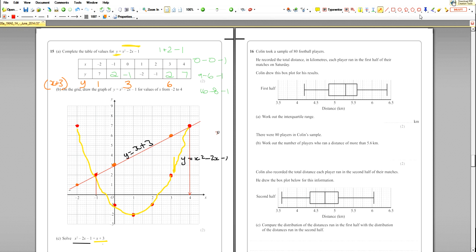Let's go back to our pen. So what are the values at the intersections? What is the solution to this question? x equals minus 1, x equals 4. Put your hands up quietly, please, if you managed to get x equals minus 1 and x equals 4 for the solutions to that particular question.